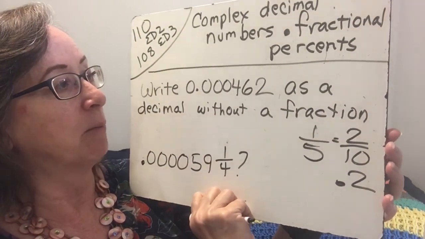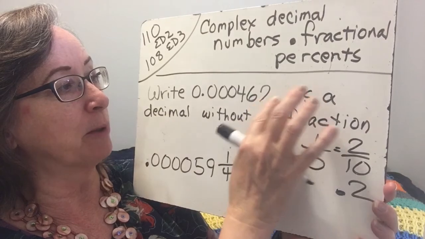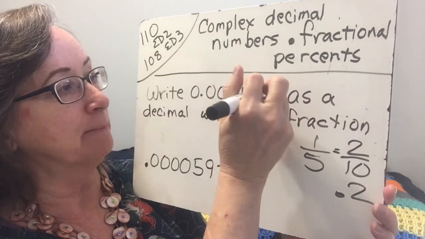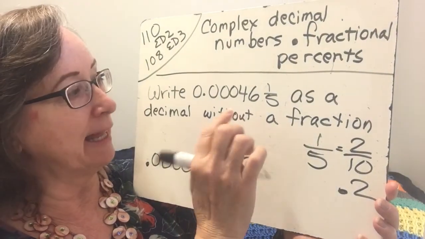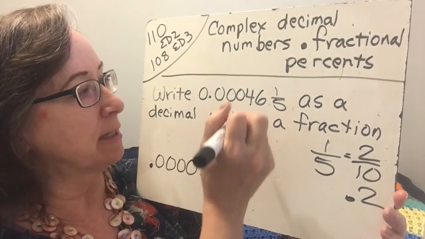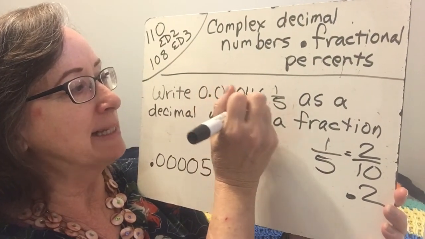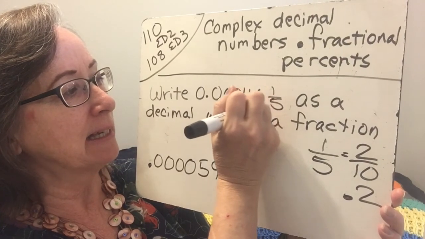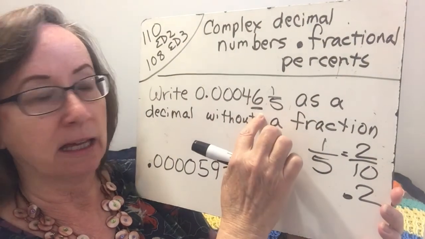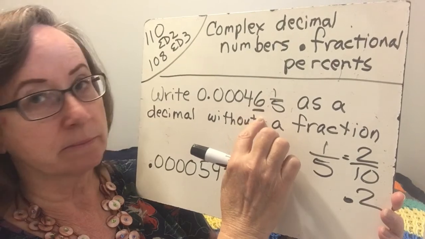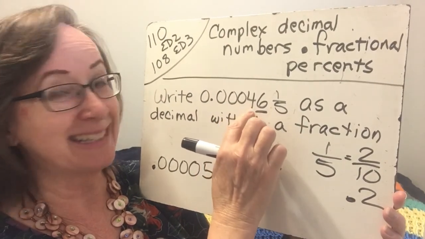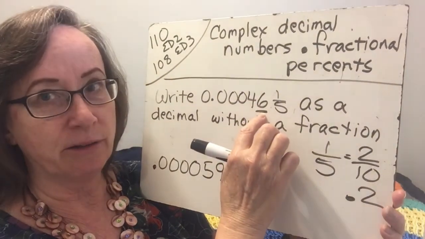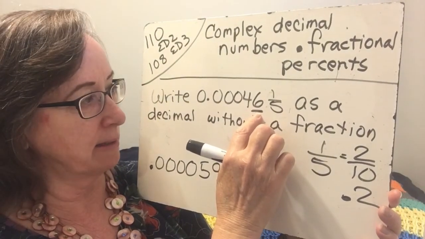Now, when we're looking at it, we'll go ahead and put the 1/5 back there for a second. Okay, when we're looking at it, if we were going to name it, the 46 ends in the tenths, hundredths, thousandths, 10,000ths, 100,000ths place.